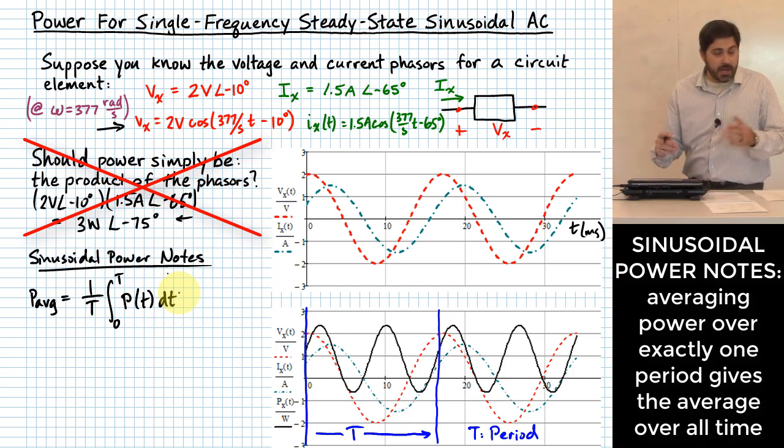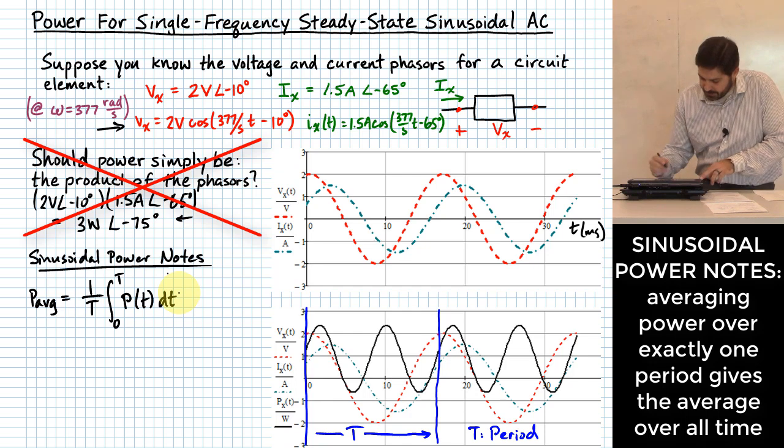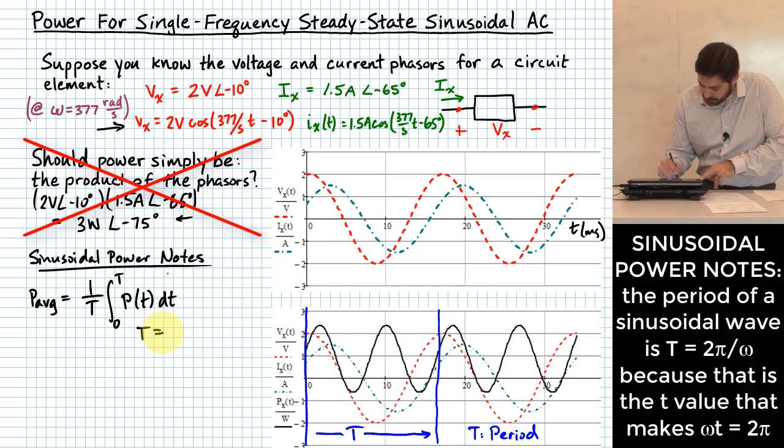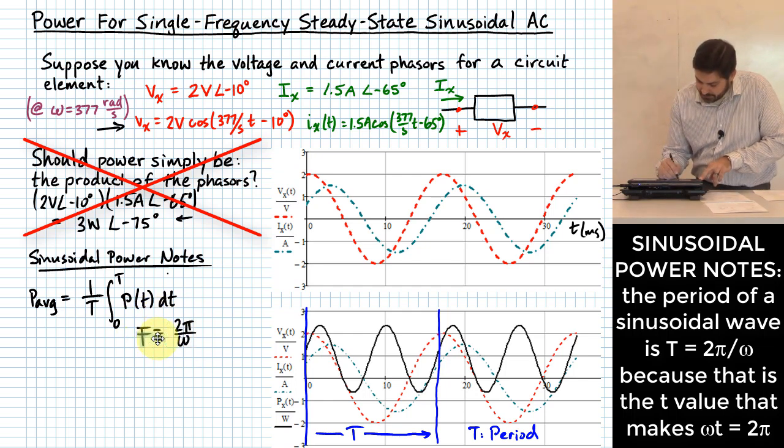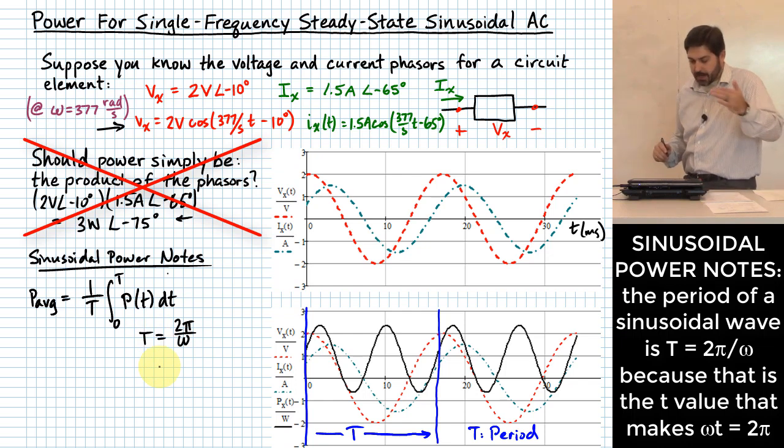Furthermore, I can define what that period is in terms of things that I might know for my original waves, like for my voltage wave and for my current wave. I can say that T is going to be equal to what? For me to go through one entire cycle, that would be 2 pi radians, right? And so that would be the T value. If you multiply that T by omega, you better end up with 2 pi. So I'm going to divide by whatever omega that is. This is how you figure out what your period is: it's 2 pi over omega.